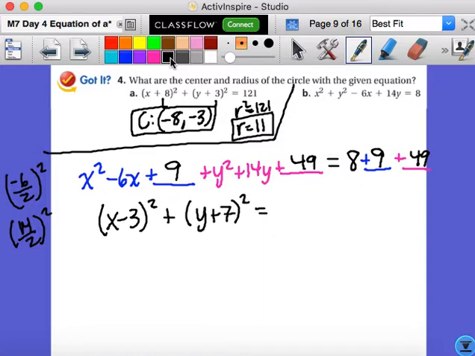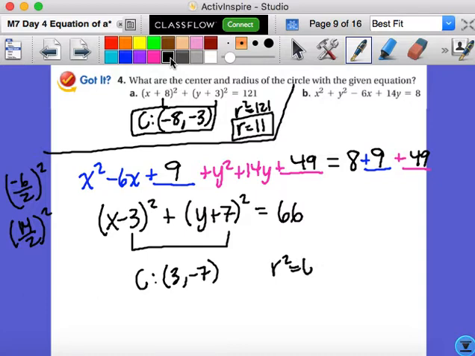And I have 8, 9, and 49 all being added together to get 66. Now that I've got it in its standard format, I can easily identify that the center is at +3, -7, and my radius squared equals 66. So I need to take a square root of both sides. However, the square root of 66 cannot be simplified, so I would leave that as the square root of 66 so that it's in its simplest radical form.